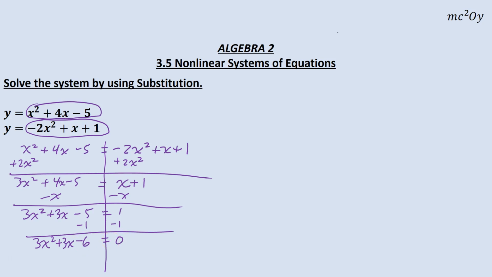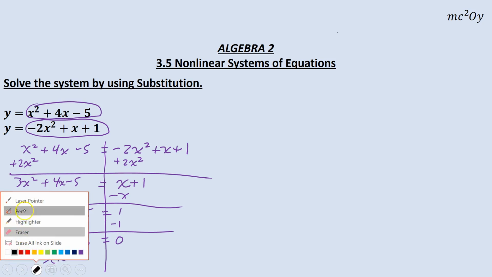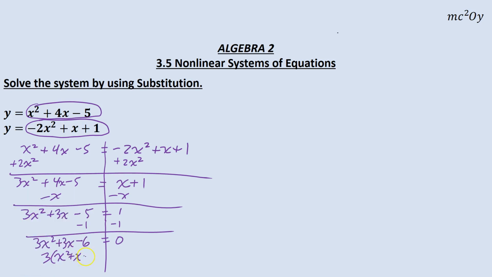Okay, well, I look at that and it's quadratic. I can go ahead and factor out that 3, and I'd have x squared plus x, minus 2 equals 0. Now I'm going to bring this right over here, because now I'm going to have 3 times x squared plus x minus 2 equals 0.